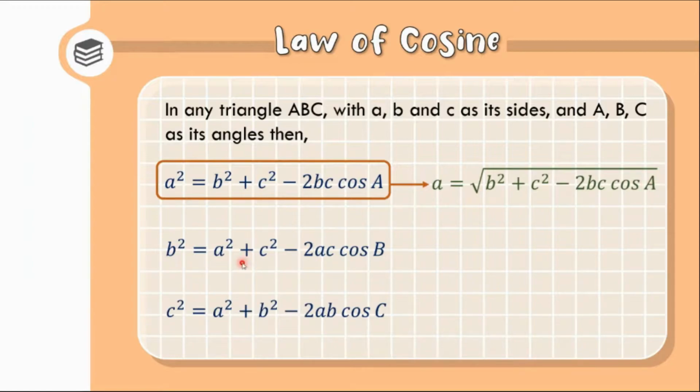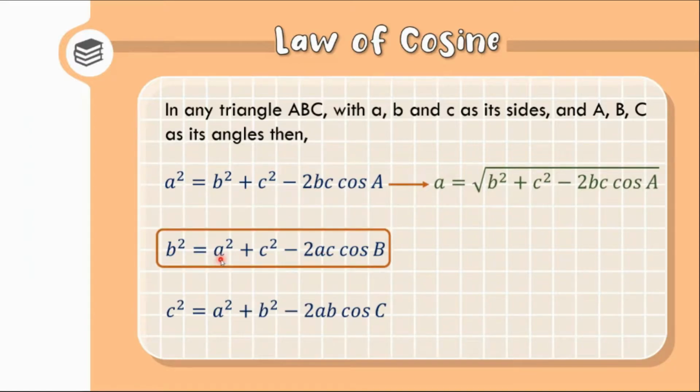Same if we are asked to find the length of side b. Here, the length of side a, the length of side c, and the measure of angle B should be known. With that, we can find the length of side b using this equation, such that b is equal to the square root of a squared plus c squared minus 2ac cosine B.